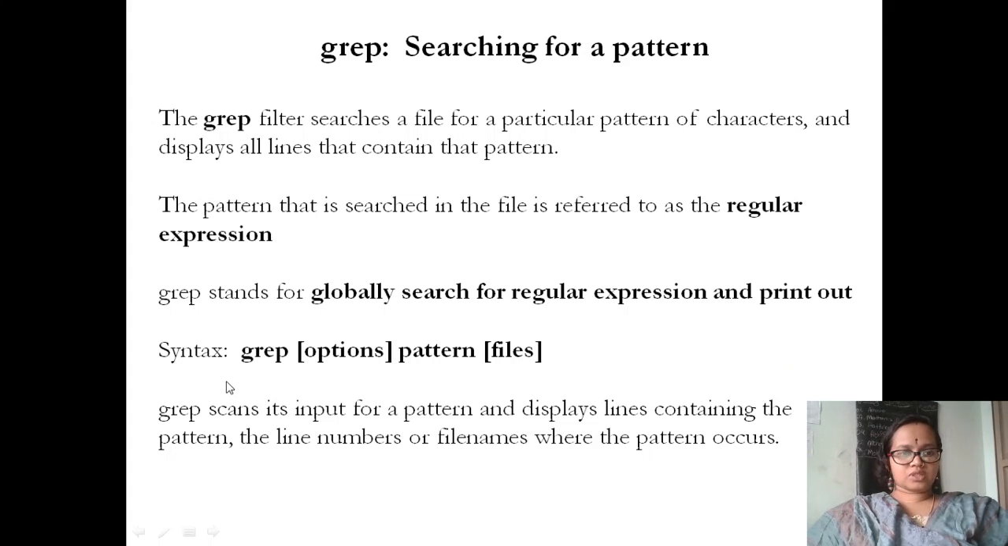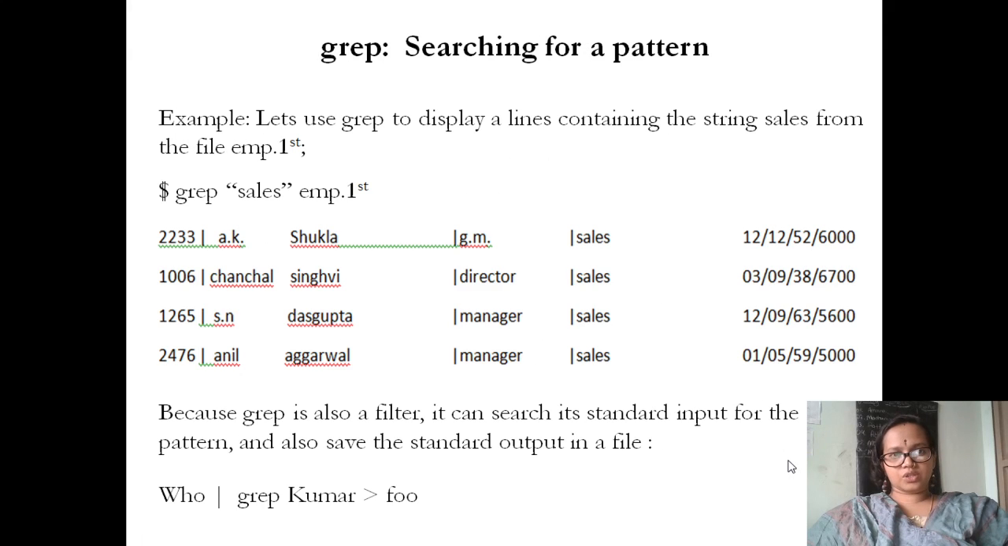The syntax of the grep command is grep, then options, which you can give, then the pattern for which you are searching, and the files as arguments, in which you want to search for the pattern. Grep scans its input for a pattern, first it checks with the pattern, and then it displays the lines containing the pattern. Wherever the pattern matches, those lines will be selected and displayed with the line numbers or file names where the pattern occurs. This is what it will do with the grep command.